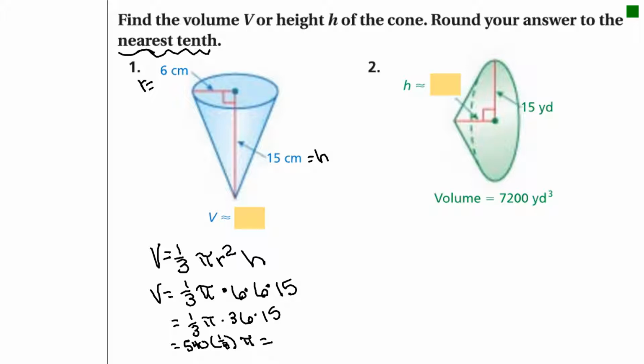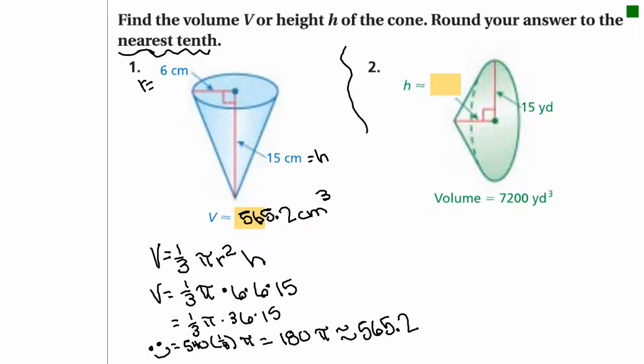Now we have 180 times pi. This is the exact. I'm happy if you can get here. Okay, now here's where we're going to have to approximate it. For the volume, 180 times 3.14, that's the approximation of pi. We'll get 565.2. So 565.2 centimeters cubed is how many cubes will go into this cone.